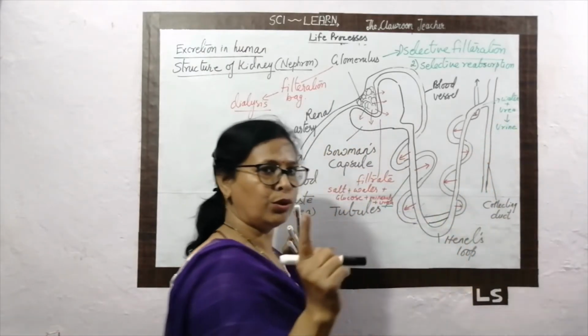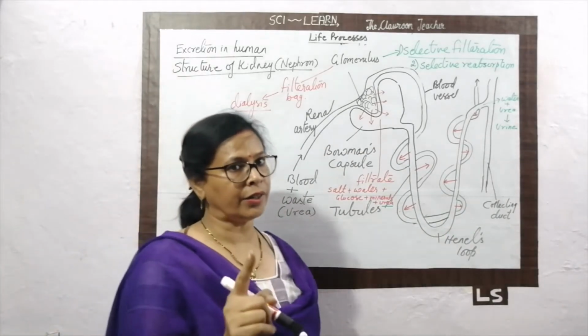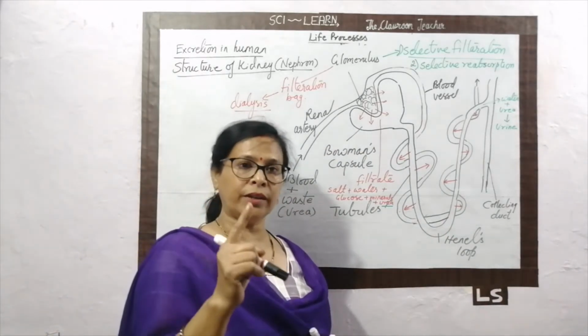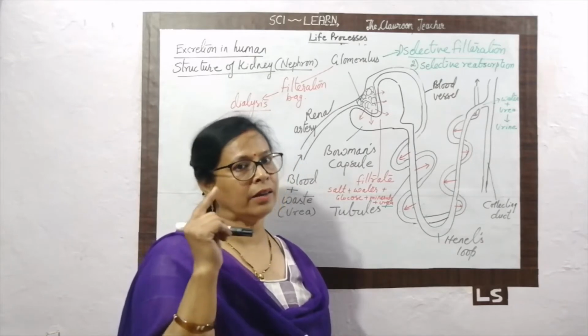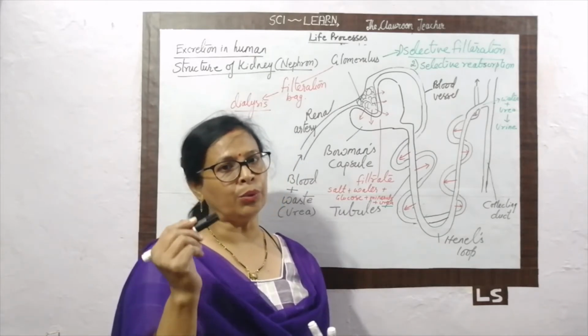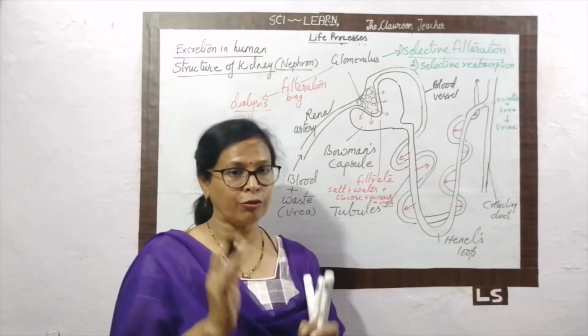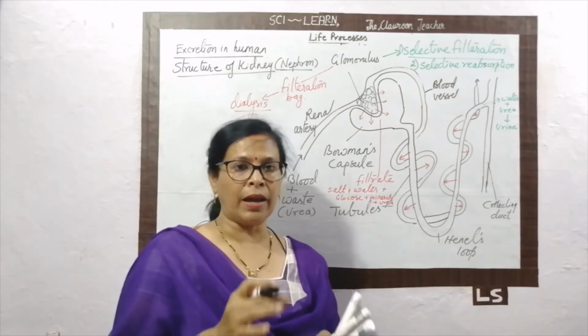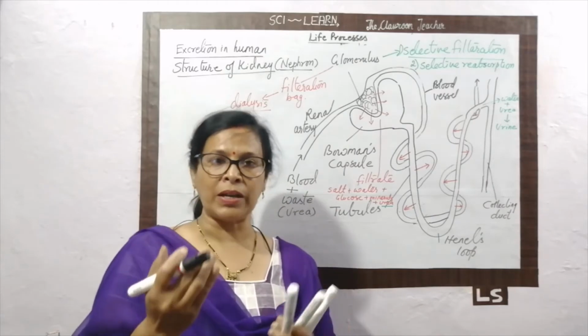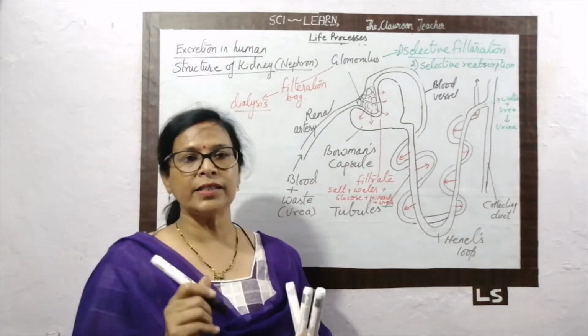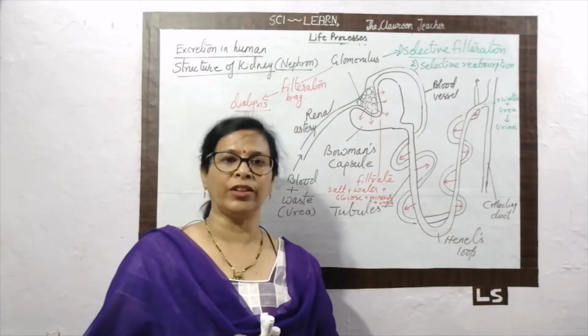collecting duct. And as I told you, the collecting duct is connected with the ureter. The ureter collects that urine and then passes it to the urinary bladder. And when pressure is generated, when the urinary bladder gets full, the urethra opens up and the urine is passed out from the body. So that is the structure and function of the thing.